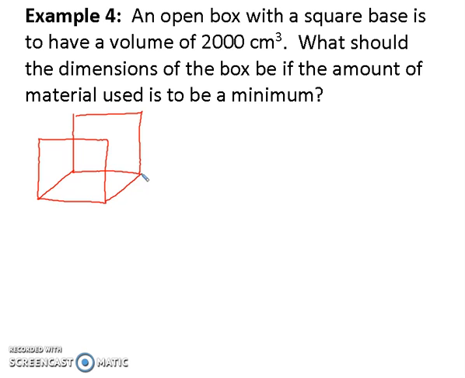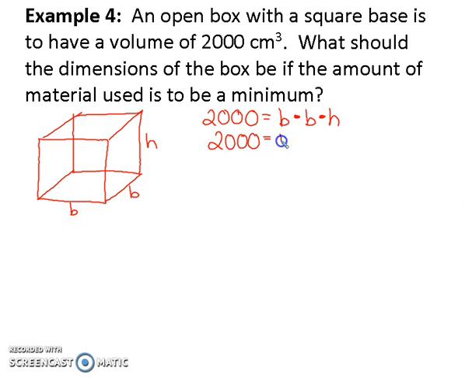I know that the base is a square. So this length and this length are the same. However, I need to connect it. I do not know that it's a cube. So the height of the box may be different from the dimensions of the base. Okay, so think about that. And the volume of it is 2,000 cubic centimeters. Well, volume of a box is length times width times height, or b squared h. So there's a way that we've related the b and the h together.